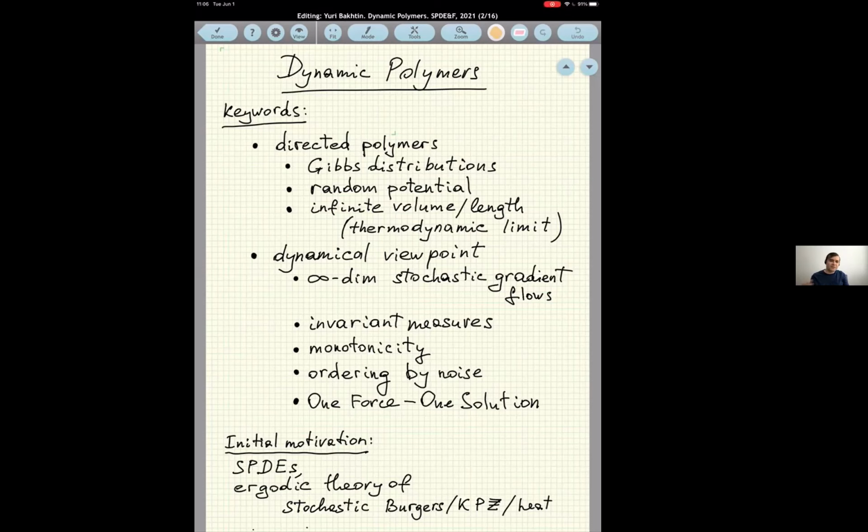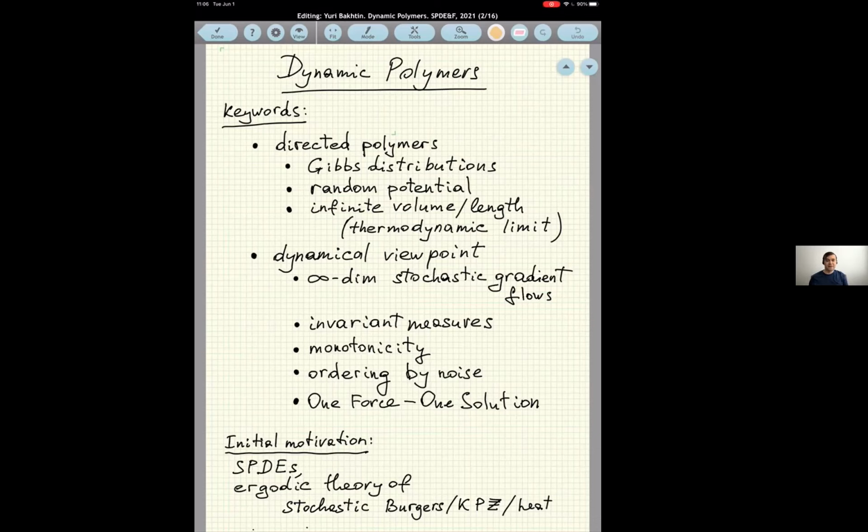And so there is a bunch of keywords. We are interested in those invariant measures and Gibbs measures, in the monotonicity emerging in those systems. There is a phenomenon that we call ordering by noise. And we also managed to prove one force one solution principle on each ergodic component of the emerging random dynamical system.